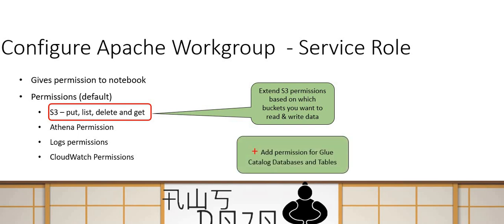Second, in addition to querying data directly from the S3 bucket, you might also want to query data using Glue databases and tables. And in such a case, you need certain Glue-level permissions, Glue service permissions, which are not present out of the box by default in the Apache workgroup service role. So you might want to add those permissions as well. I'm going to show these two things in my demo today, but keep them in mind when you're configuring your service role.